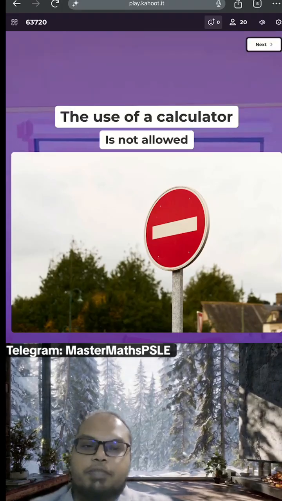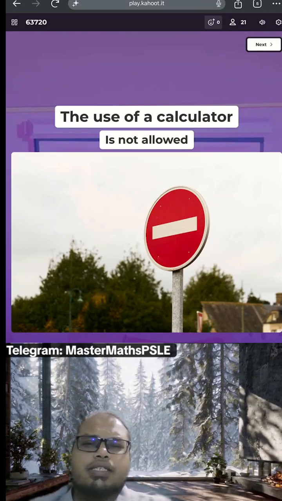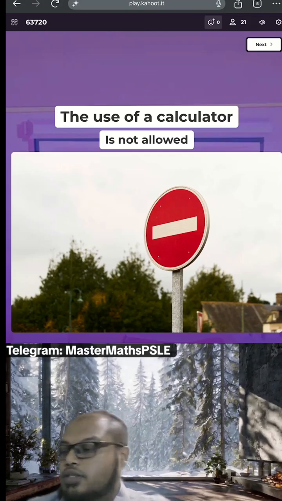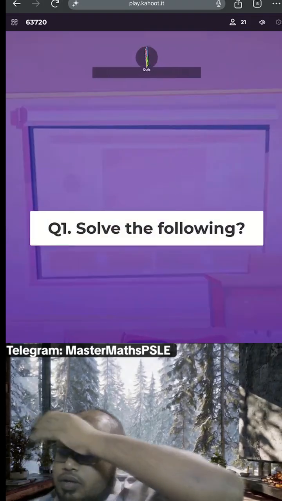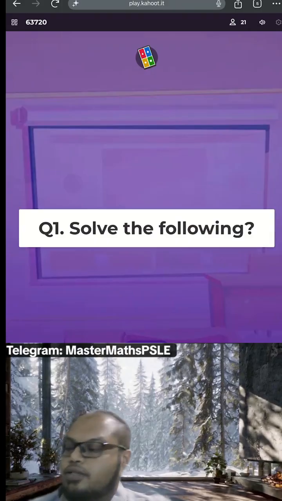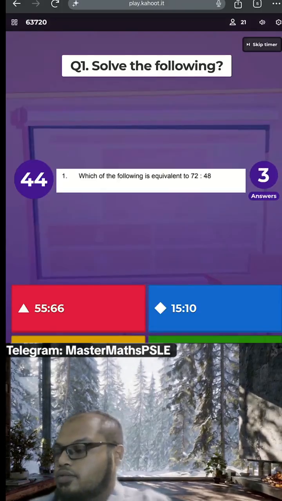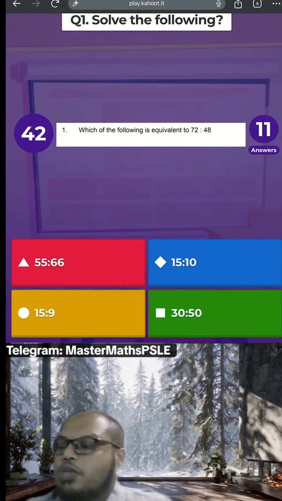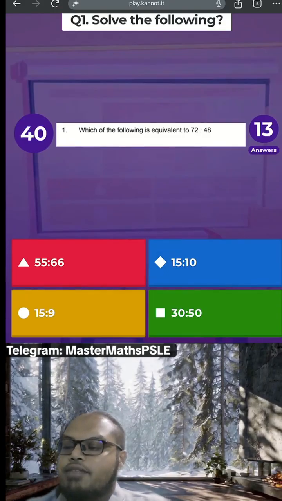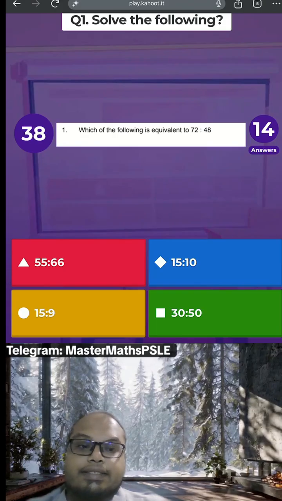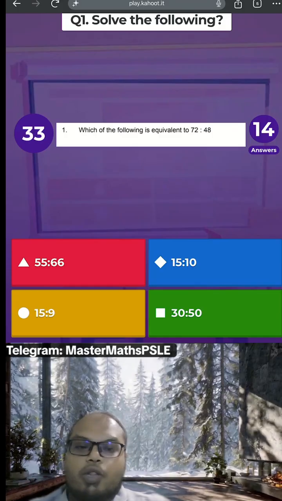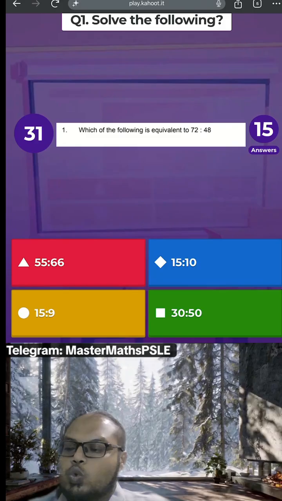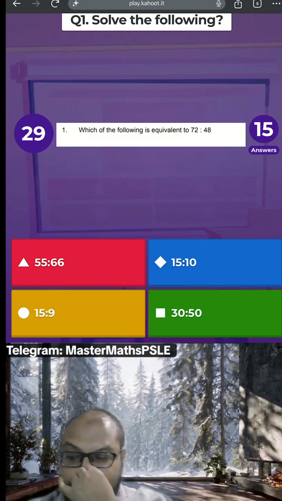As per usual, the first 5 or 6 questions, no calculators allowed. Question number 1: which of the following is equivalent to 72:48?